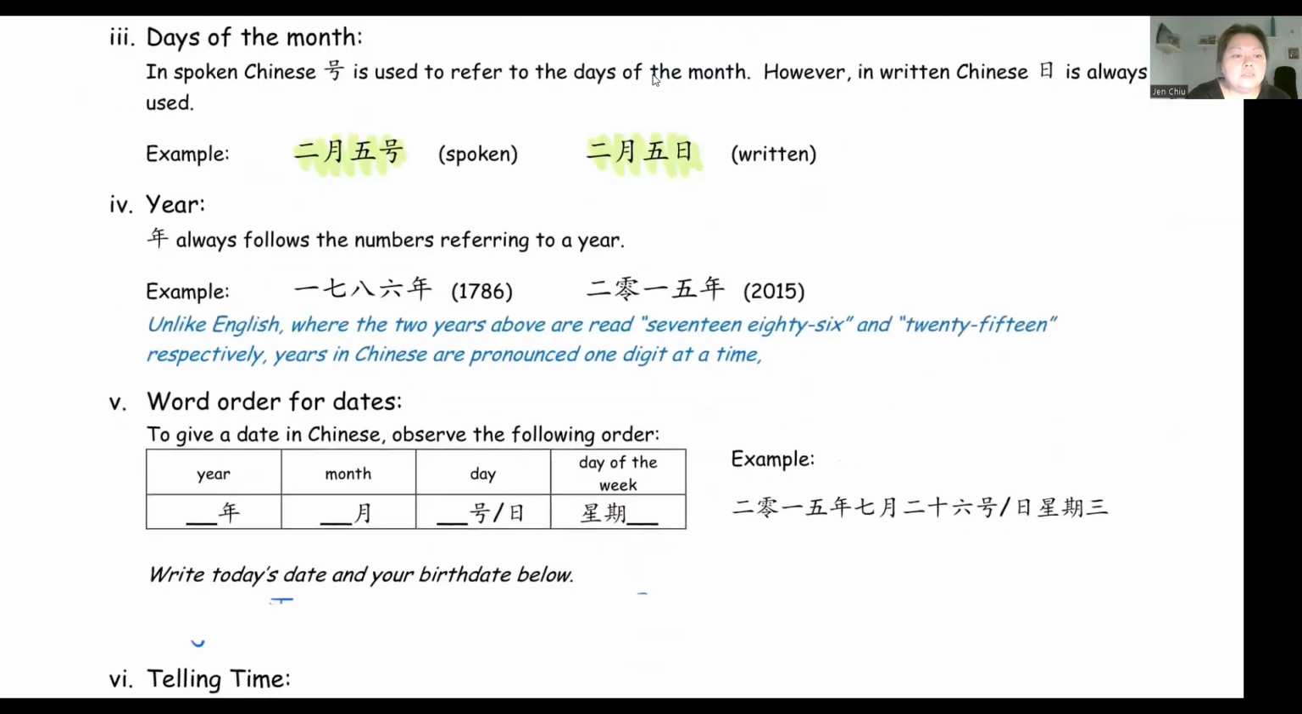Okay. Also, 年 always follows the numbers referring to a year. So 1786年, right? 2015年. So 年 is after the number for the year. Unlike English, where the two years above are read as 1786 and 2015 respectively, years in Chinese are pronounced one digit at a time. So we don't combine into numbers like 15, or for example, right now it's 2024. We don't say 2024 as one number, we say each of the digits, then 年.